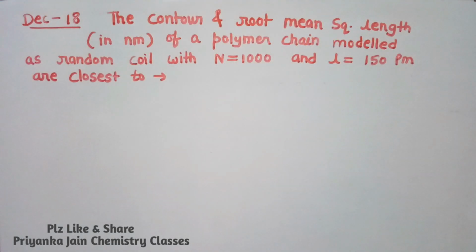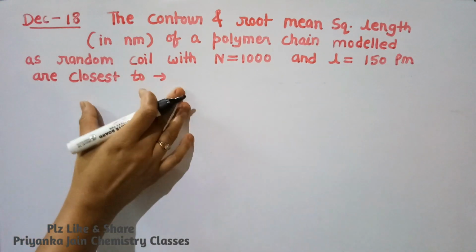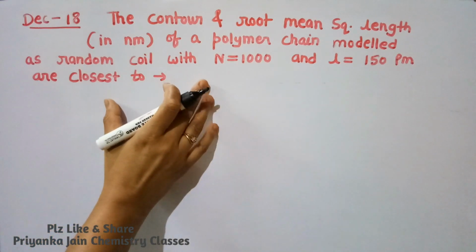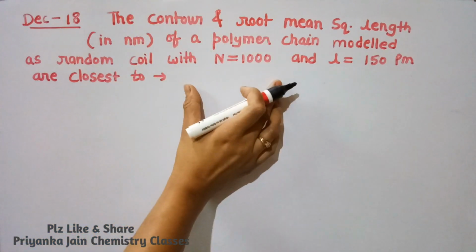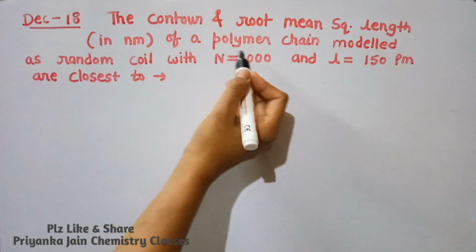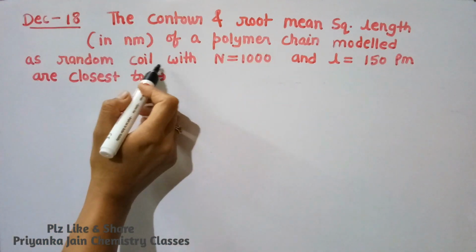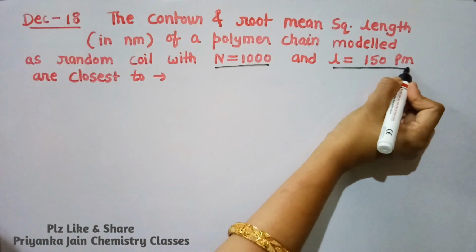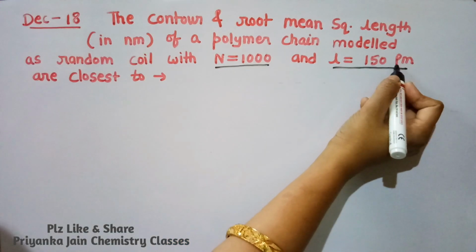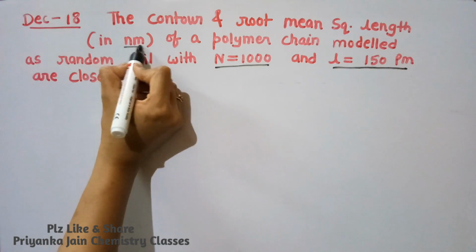Okay, now we have to see the question from December 2018. This question I have done in a separate video. I have already made a separate video on this particular topic, but now I am doing it again. See here, the contour length and the root mean square length in nanometer of a polymer chain modeled as random coil with n is equal to 1000 we have given and L is equal to 150 in picometer. This is given in picometer and we have to answer in nanometers.